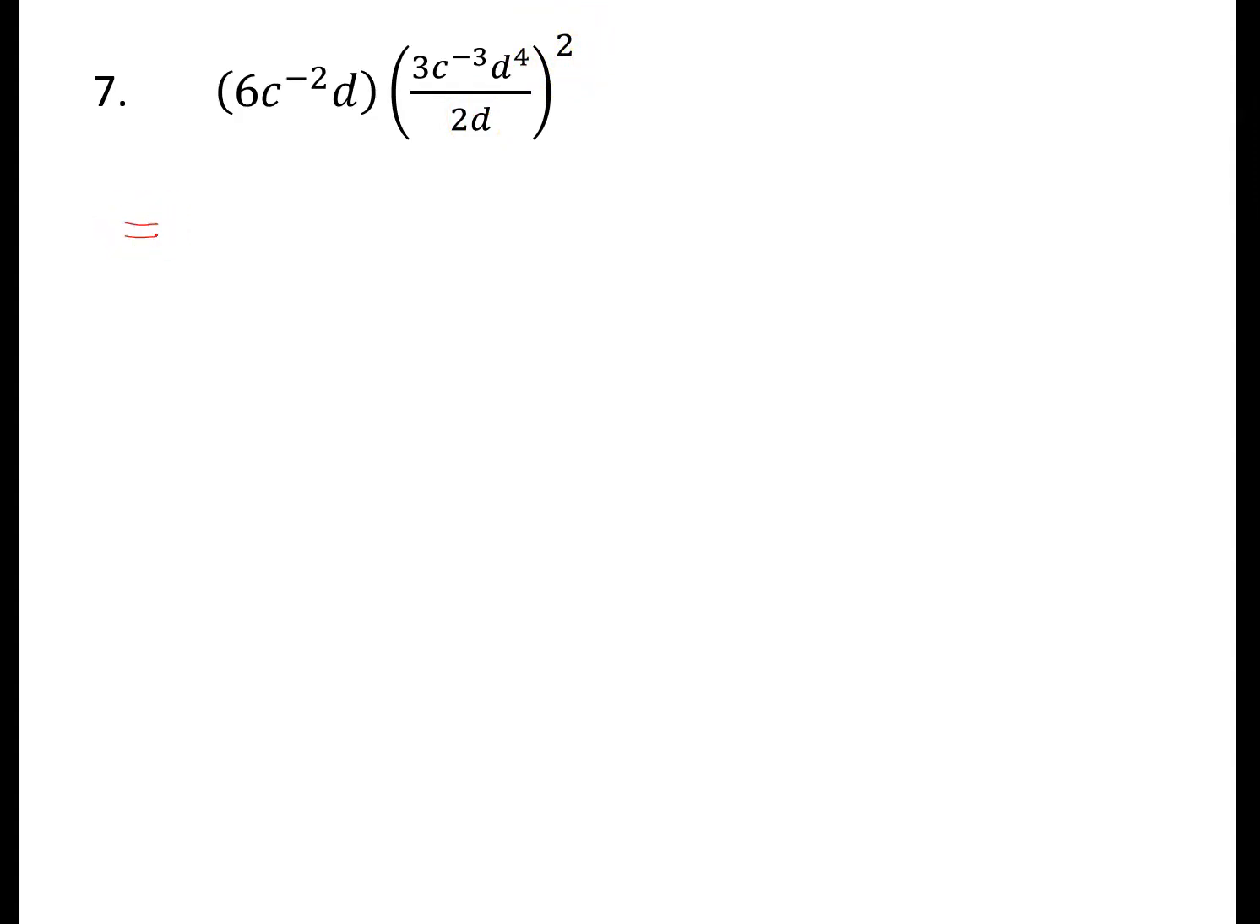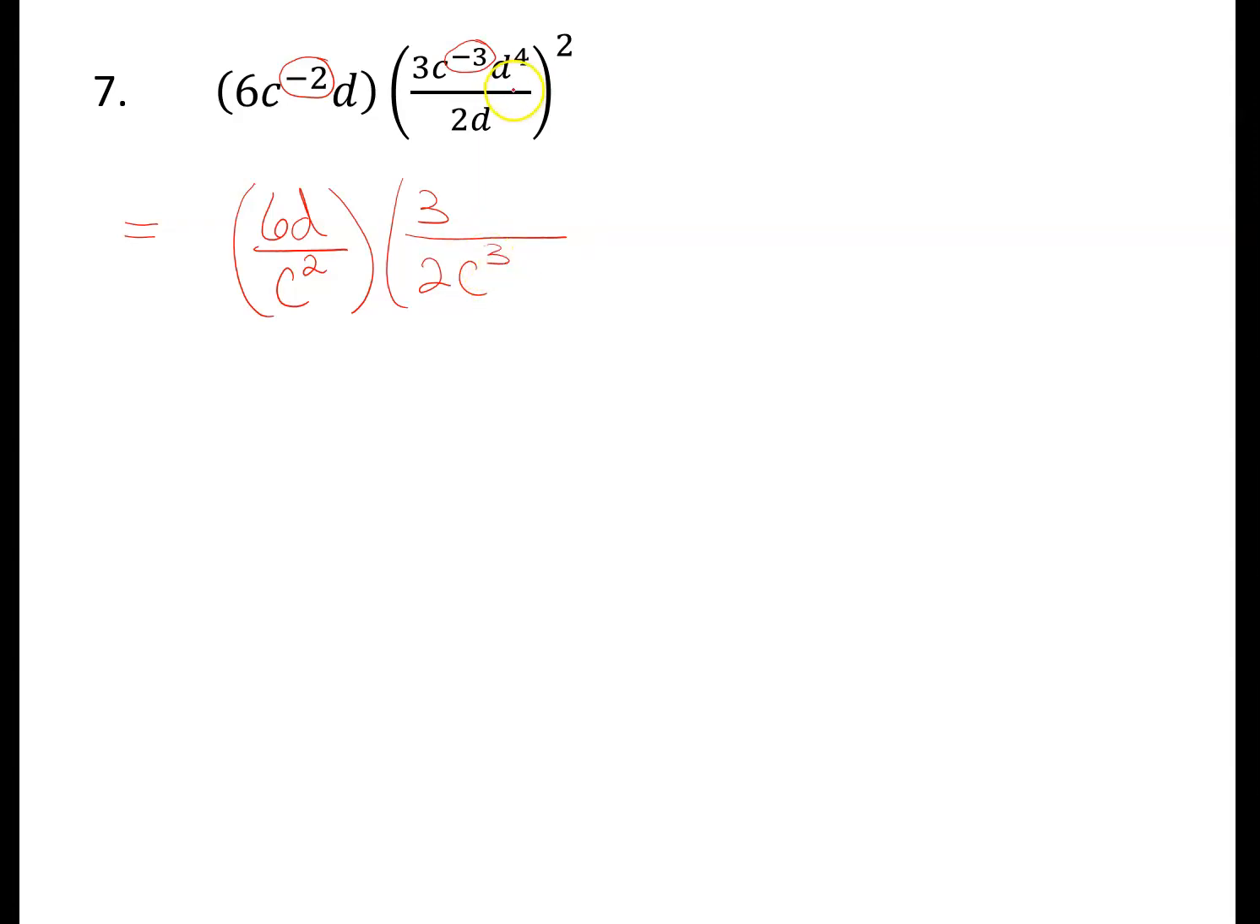So let's see. The first thing I'm going to do is go ahead and turn this exponent positive and this exponent positive. So my 6 and my d are going to stay on top. C is going to move to the bottom, and then that will become a positive 2. Keep the parentheses. And over here, I'm going to keep the 3 on top. I'm going to keep the 2 on bottom. The c needs to move to the bottom so that it can become a positive exponent.